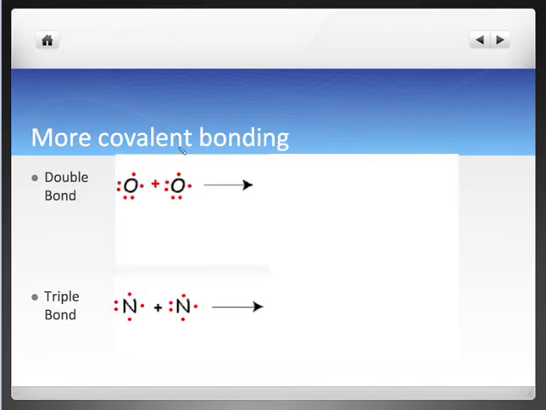We can also have a double bond. So we look at oxygen. Oxygen's got 6 valence electrons, so it wants to get 2 more. Well, this one also has 6 and wants 2 more. If I take 2, one has 8, one now has 4. That's not going to work.